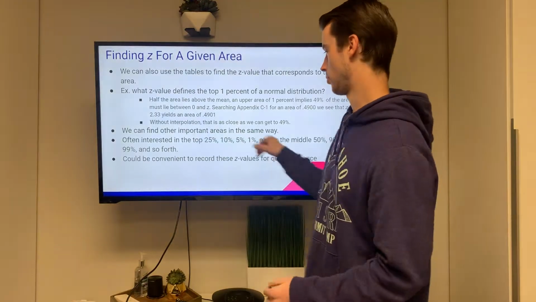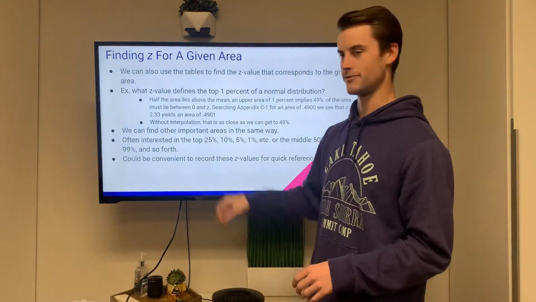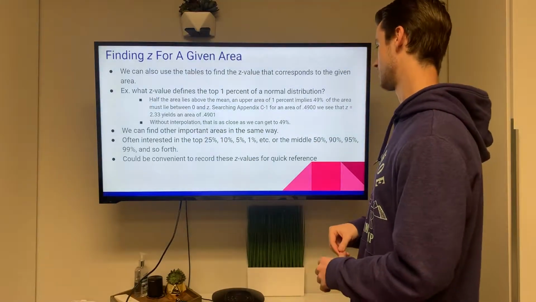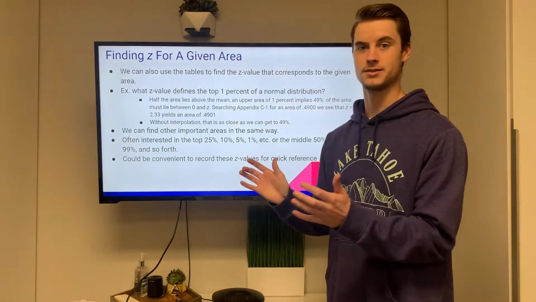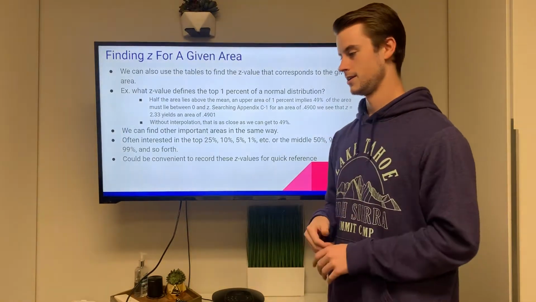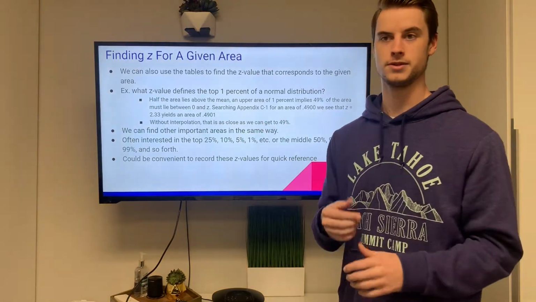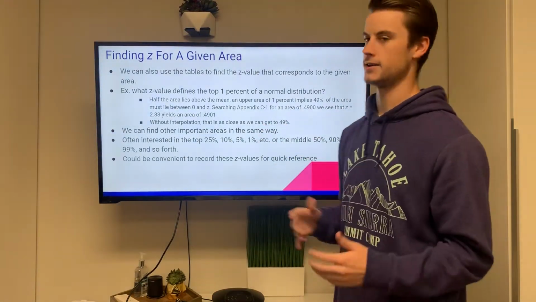Again, we can find other important areas in the same way. Oftentimes a lot of companies are interested in the top 25%, 10%, 5%, 1%, etc. Or you can find middle areas as well, right? The middle 50%, so however much is 50% of the data between two z-scores, okay? 90%, 95, 99, and so forth.